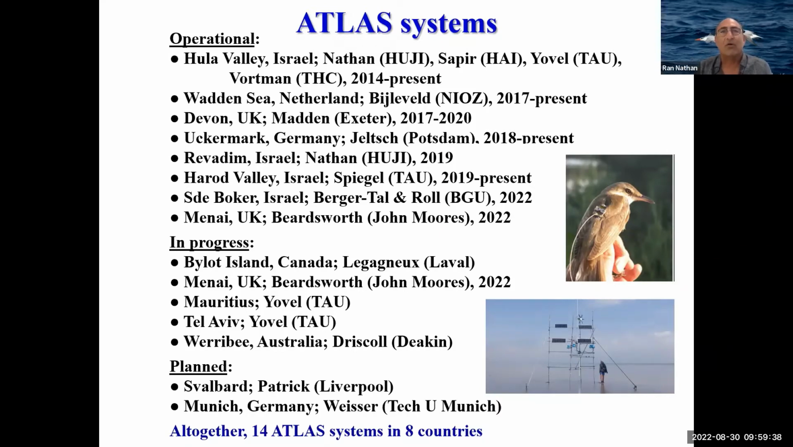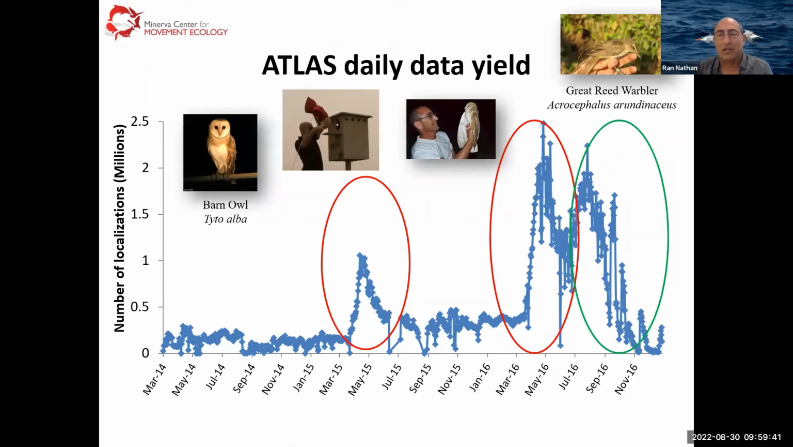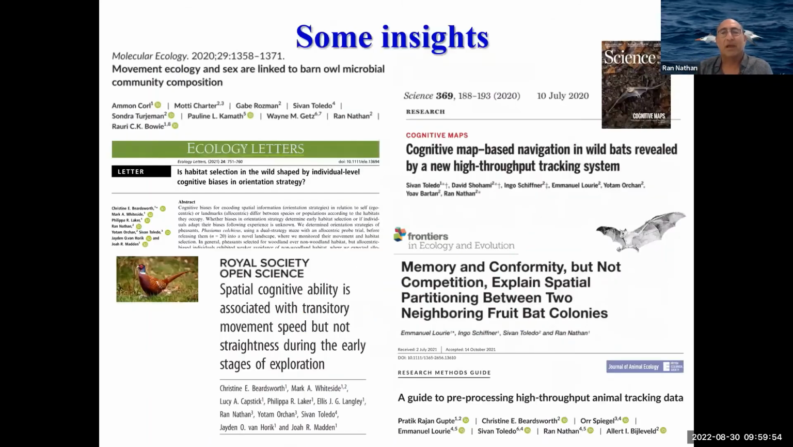And so what are we actually gaining from getting 2.5 million localizations per day? This is from the Atlas system in the Hula. We gain insight that we cannot actually obtain with other tracking devices, and these were described in papers of the last years. First evidence for a cognitive map in wild animals and so on.